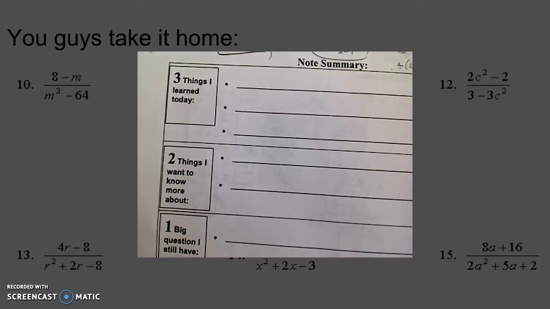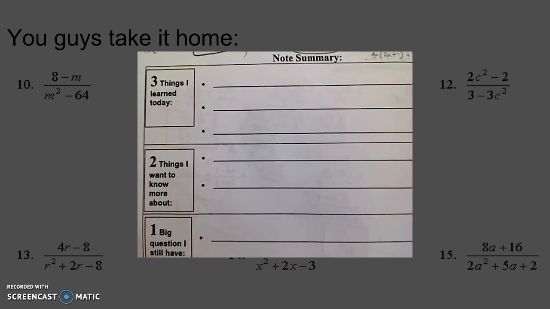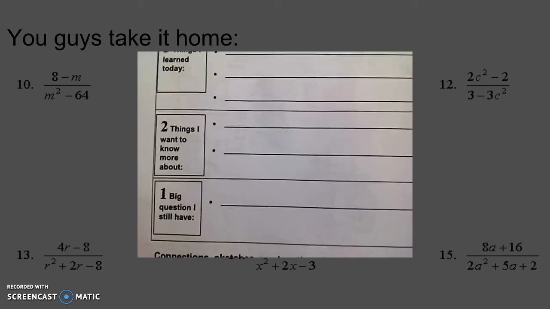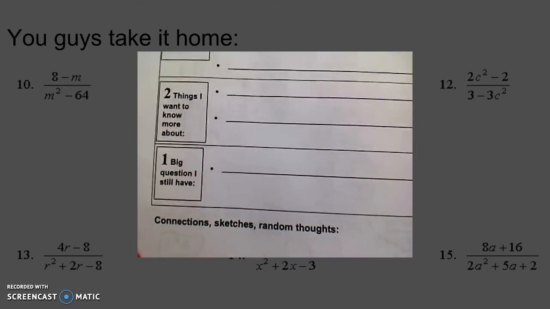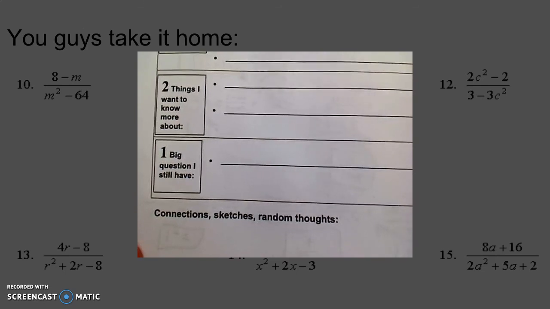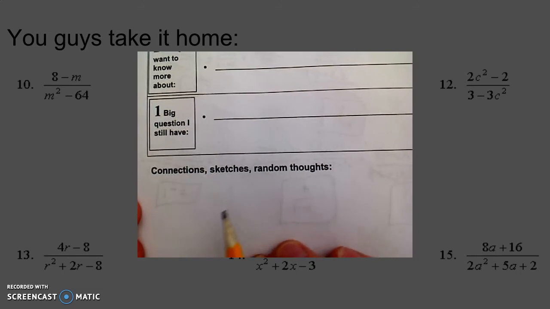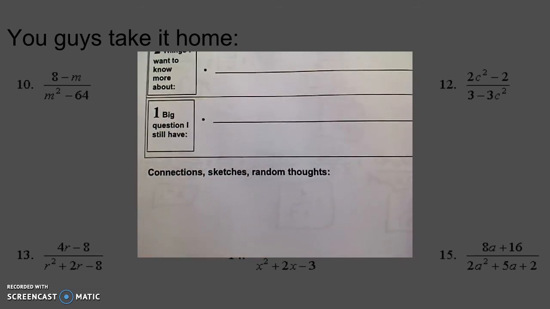So go ahead and take just a couple of minutes to summarize your notes. Think about 3 things that you learned today from working through these exercises, 2 things that you found out about today that you want to know more about or extend out, and 1 big question that you still have. And if you're the type of person who takes notes by drawing connections, graphic organizers, sketches, you can use that space at the bottom of the page to do that.